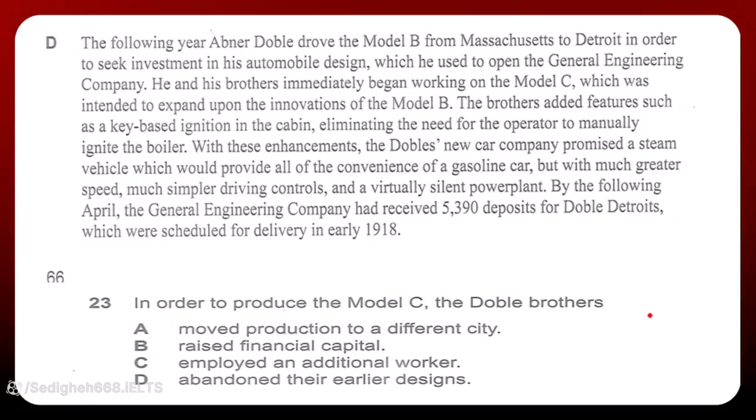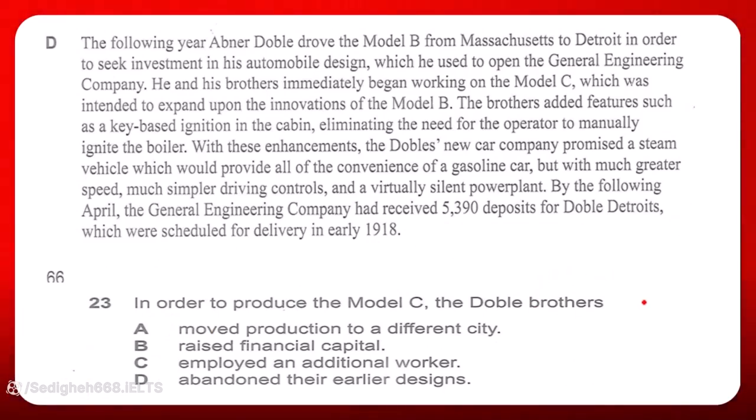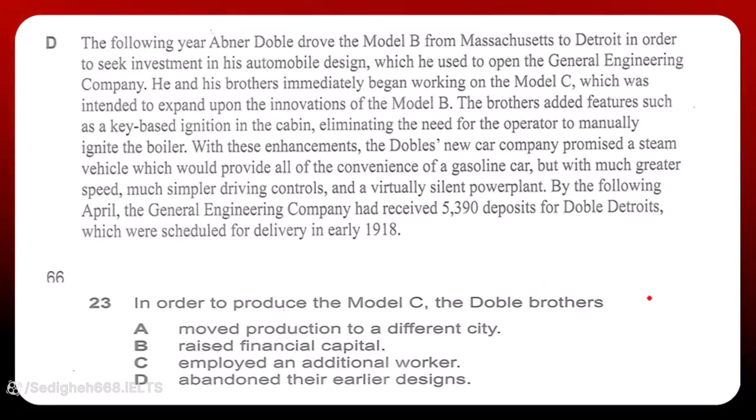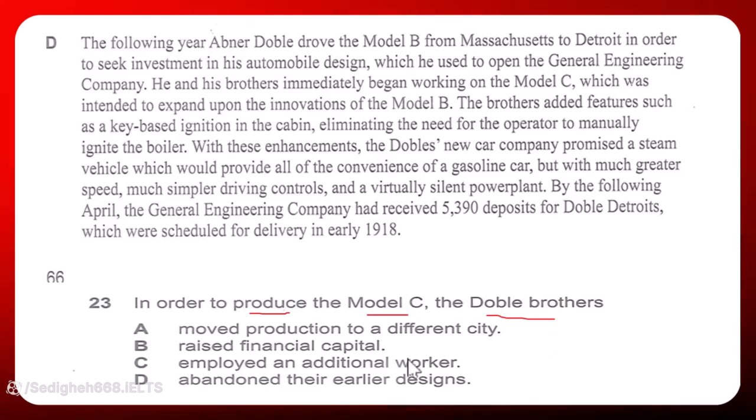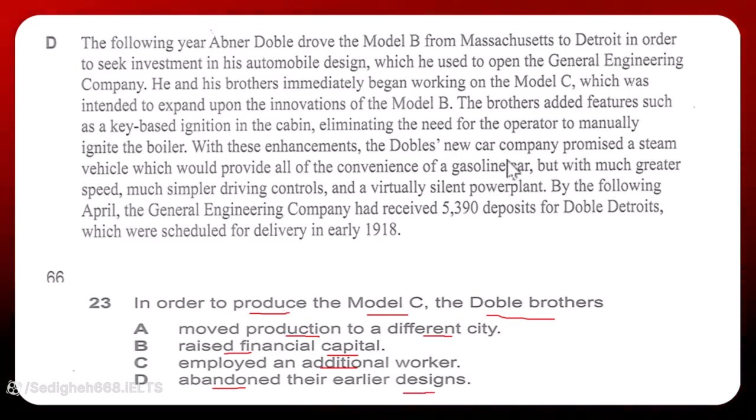Now we start with the next question. It says, in order to produce the Model C, the Double brothers, so here we say produce, Model C, and Double brothers. Let's read the options. Here the first one is moved production to a different city, raised financial capital, employed additional workers, and abandoned their earlier designs. Again, to answer this question, we start from the beginning of the paragraph.